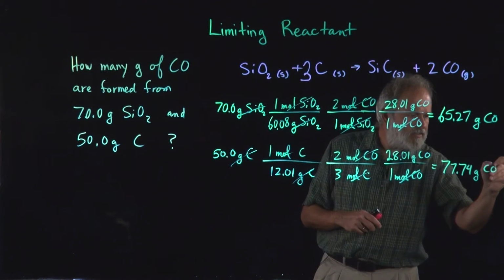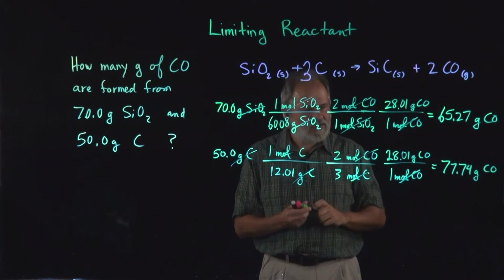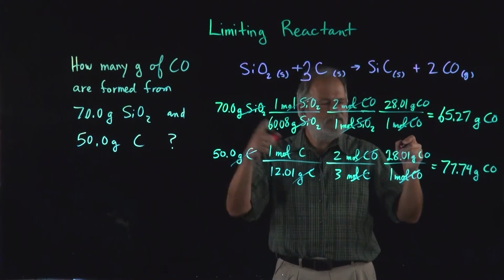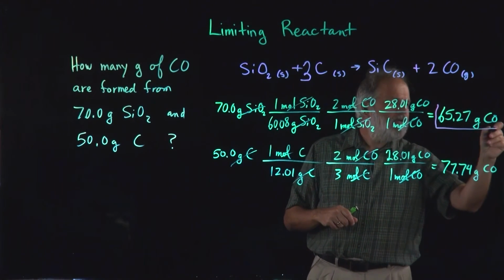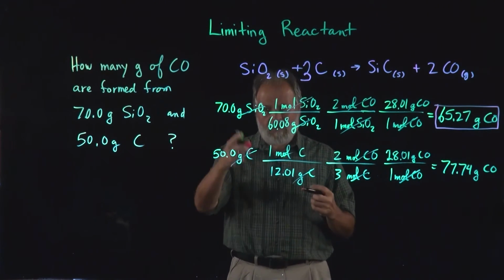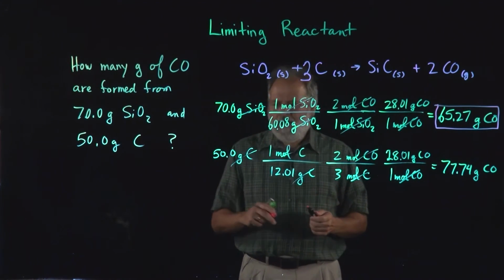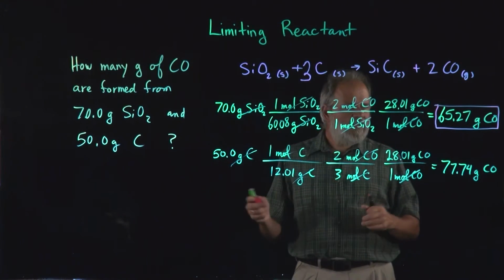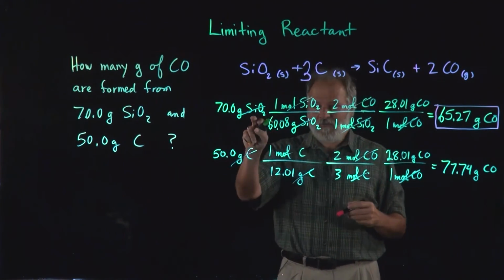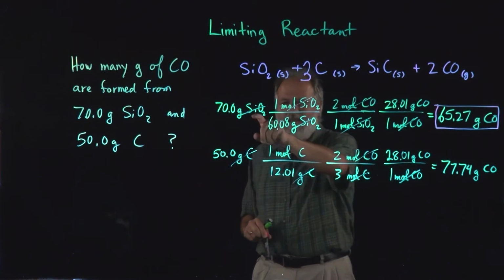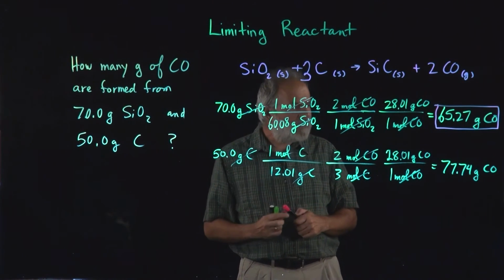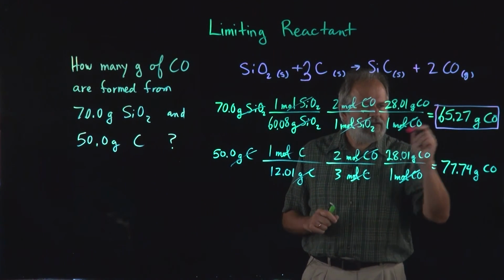grams of carbon monoxide. Okay, so one of the things you do not want to do is add these two numbers. So basically, with 70 grams of silicon dioxide, we can make this much CO, and when we get that much CO, we have run out. With 50 grams of carbon, we can actually make more than 65, but when we reach 65, we run out of SiO2. So this is the limiting reactant, SiO2. And this is the excess reactant, the carbon.